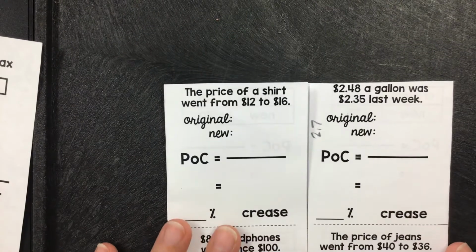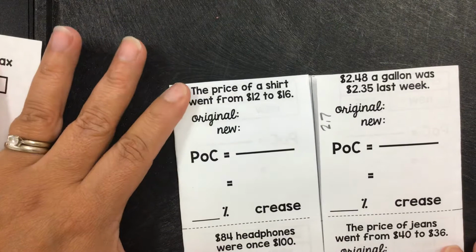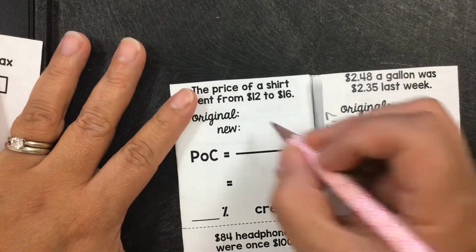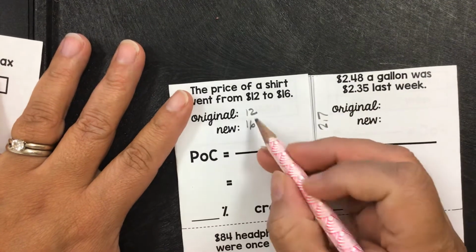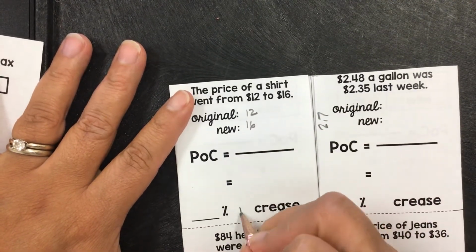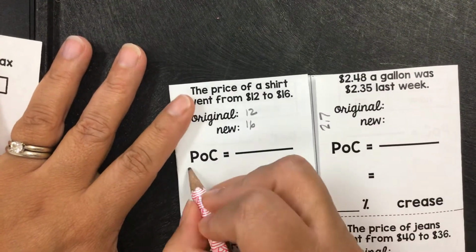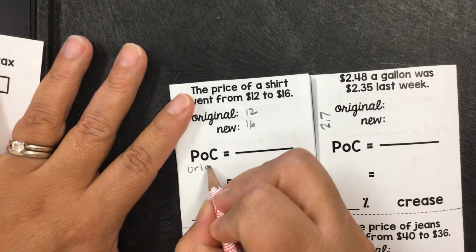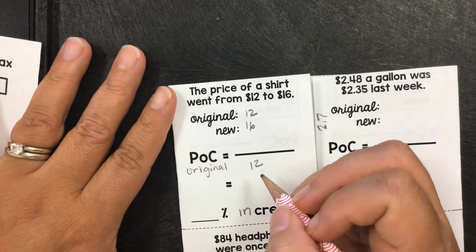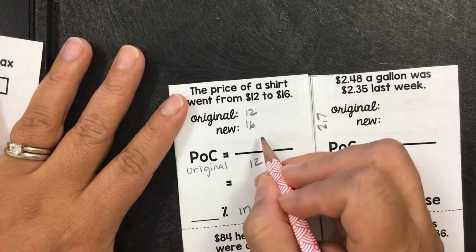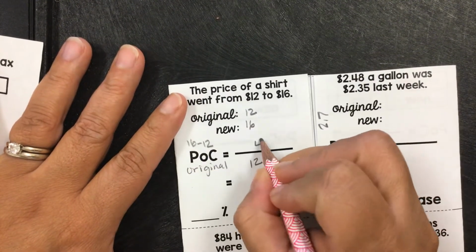The price of a shirt went from $12 to $16, and the original price then was $12, and it moved to $16. From 12 to 16 would be an increase. The original always goes right here in the denominator, and then the difference or the change goes in the numerator. So we're going to do 16 minus 12, which is 4.